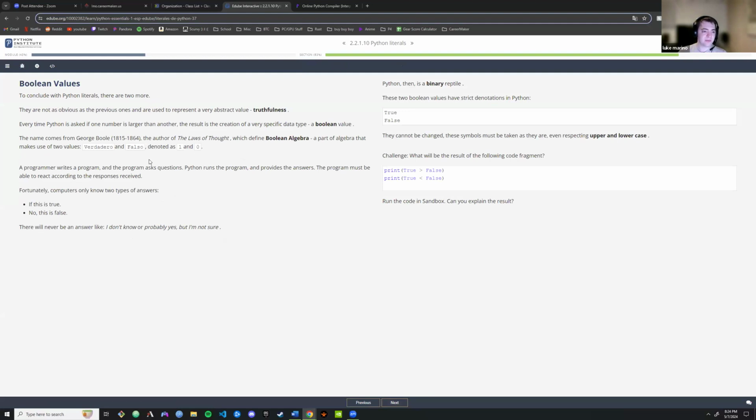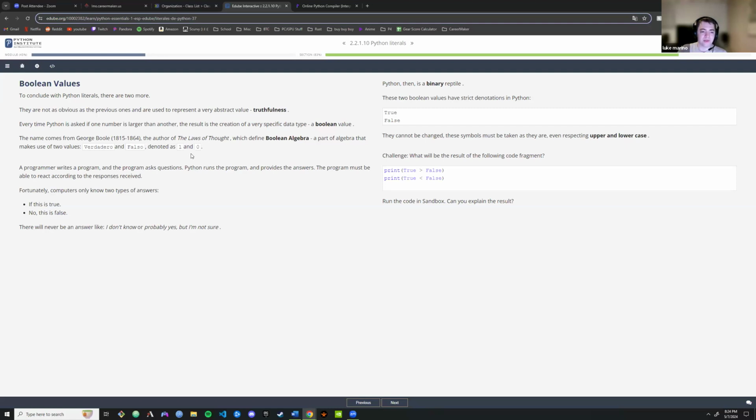Yeah, so Booleans are very strange. They're binary, which means it's either one or the other, 0 or 1, true or false. There's a term in programming called truthiness or truthfulness, which basically is, let me just backpedal real quick. Every time Python is asked if one number is larger than another, the result is the creation of a very specific data type, a Boolean value. So if you're comparing right here, then a Boolean type is created.